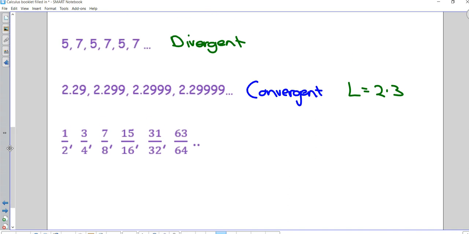This one is kind of hard to see, so you might want to turn it into decimals. So let's rewrite it as decimals. What's 1/2? Anyone know what 7/8 is?